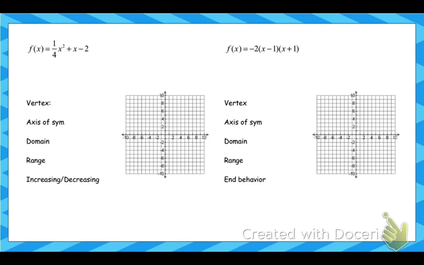All right, so if you guys feel comfortable, pause the video, try these 2 on your own. All right, so on this first one, we'll go ahead and find the vertex and axis of symmetry. Negative b over 2a, so that's negative 1 over 2 times 1/4. So that's negative 1 divided by 1/2, which means it's negative 1 times 2, which means it's negative 2.